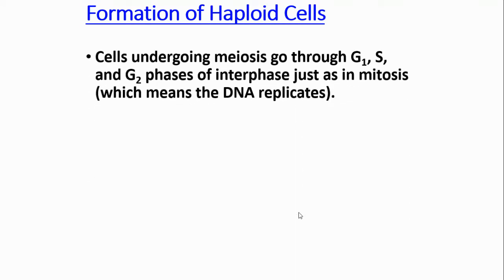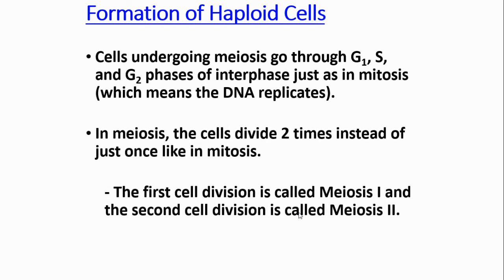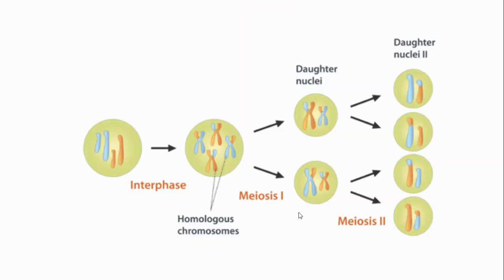Cells undergoing meiosis go through the G1, S, and G2 phases, just like they did in mitosis. So the DNA will be replicating, and it is going to go through 2 divisions instead of just 1, like it did in mitosis, and that's how we end up with the haploid cells. So the first cell division is called meiosis 1, the second is called meiosis 2. So you can just take a look at that diagram here.